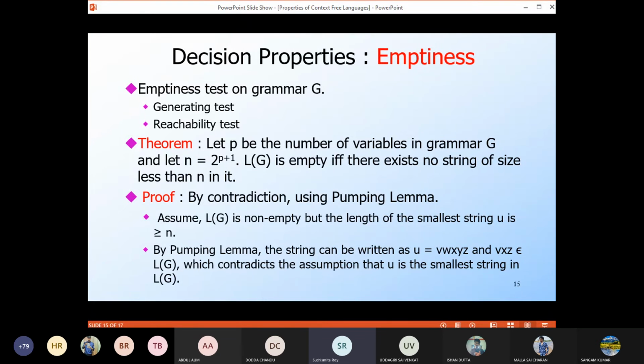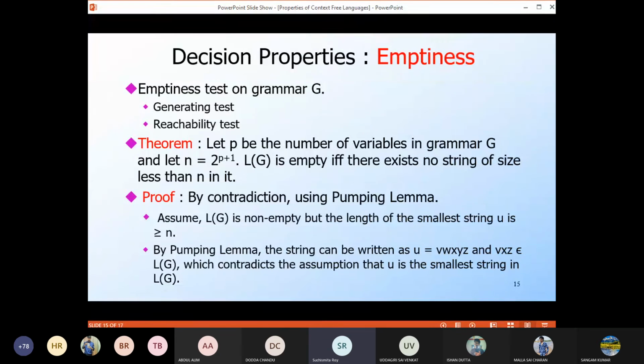What is this? Why this capping of the size of the strings? Why are we putting this cap on the size of the strings? And how does this theorem help us to check emptiness? Why do we say that this is a test for emptiness?